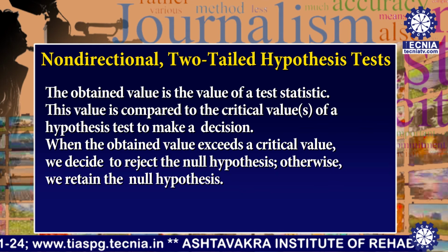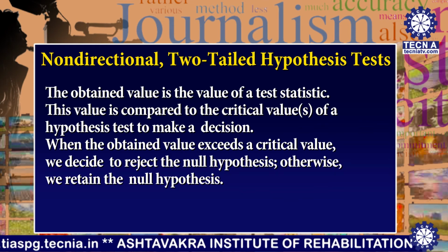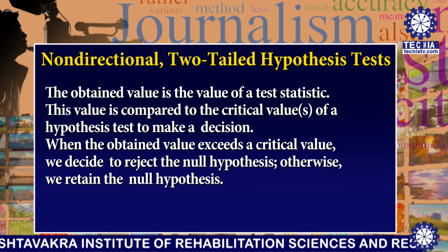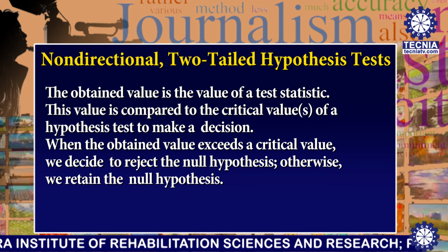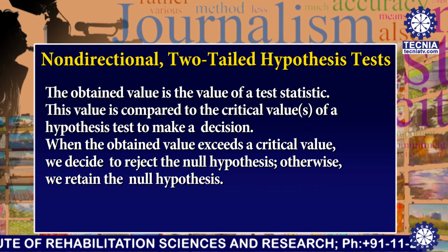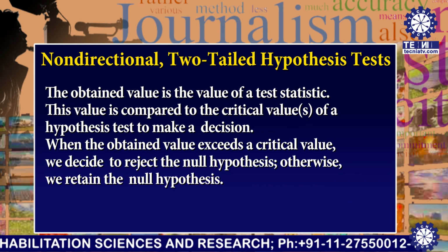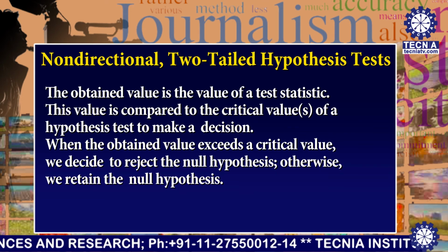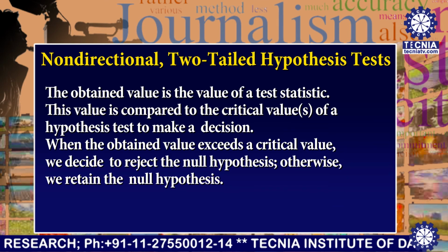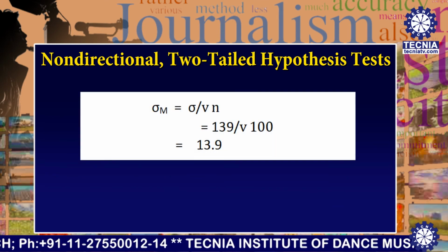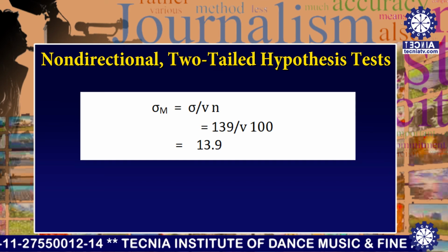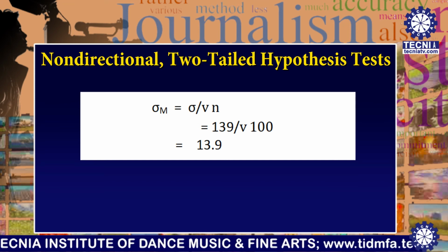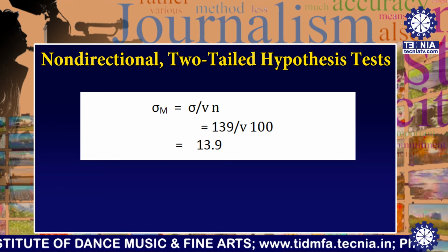The obtained value is the value of the test statistic. The value is compared to the critical values of a hypothesis test to make a decision. When the obtained value exceeds a critical value, we decide to reject the null hypothesis. Otherwise, we retain the null hypothesis. Sigma M equal to sigma upon root n. Here, sigma equal to 139 and n equal to 100. So, the value of sigma M equal to 13.9.